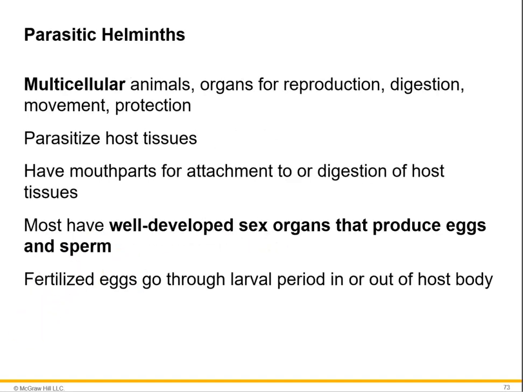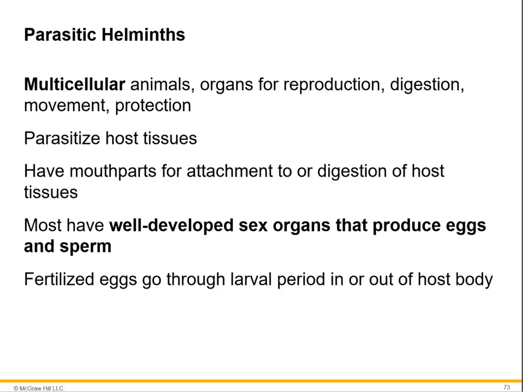Okay, parasitic worms or helminths. These are multicellular animals, so they're eukaryotes. They have organs for reproduction, digestion, movement, protection. Okay, so really well developed compared to the other microorganisms that we've talked about. These guys are parasites. They have mouth parts for attachment. Most have a well-developed reproductive tract.